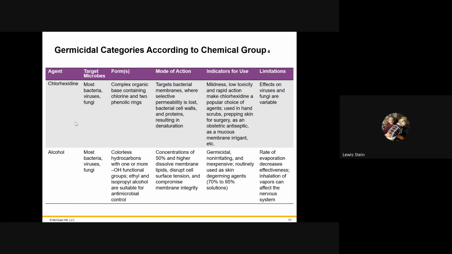You'll also see that people still use a lot of betadine soap. Betadine soap is designed to go with the skin, both betadine and chlorhexidine. And again, the category you'll learn about is called biguanides, which are better when we mix them with soap. They're more effective as an antiseptic, much more effective. That's the beauty of them. And it's mild, very low toxicity, very quick. Hand scrubs, prepping the skin for surgery, obstetrics. Okay.